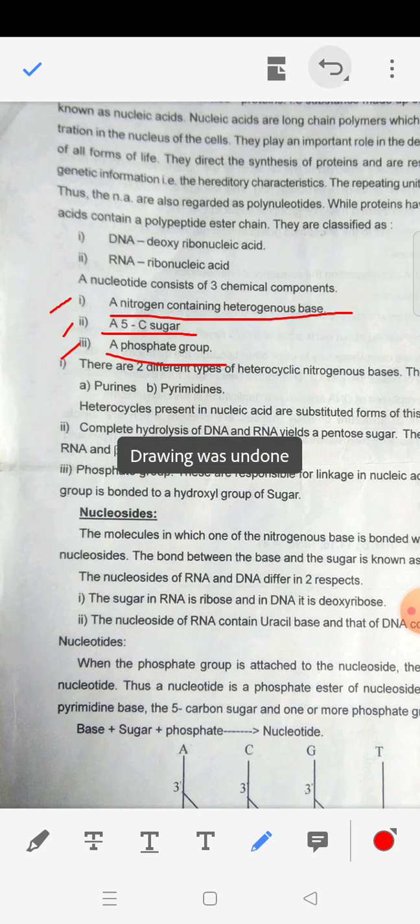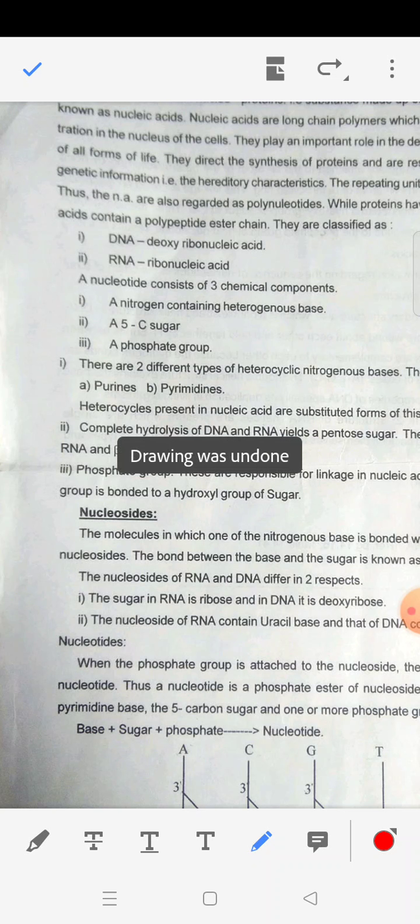Nitrogenous bases are of two types. One is called purine ring, another is called pyrimidine ring. Again, I would suggest you refer to the textbook. Purines are two rings fused together with nitrogen as the members, and pyrimidines are usually 6-membered rings with nitrogen as their members with different attachments. Now adenine, guanine, cytosine, thymine, uracil, these are the different nitrogenous bases.